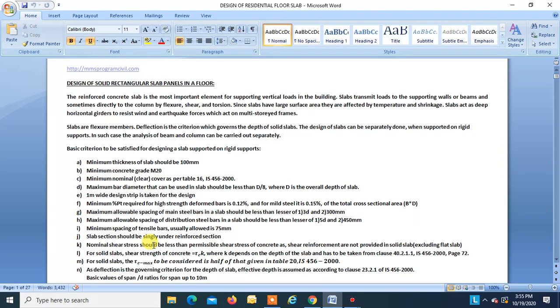Nominal shear stress, that is tau v, should be less than permissible shear stress, that is tau c of concrete, as shear reinforcement is not provided in solid slabs, excluding flat slabs. For solid slabs, shear strength of the concrete is given as tau c into K, where K depends upon the depth of the slab and has to be taken from clause 40.2.1.1 of IS 456-2000, page 72. For solid slabs, tau c max to be considered is half of that given in Table 20 of IS 456-2000.